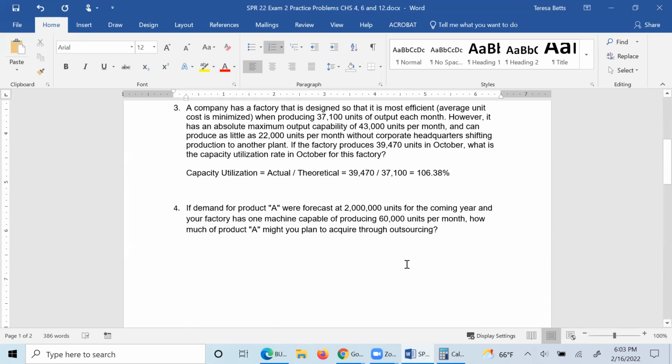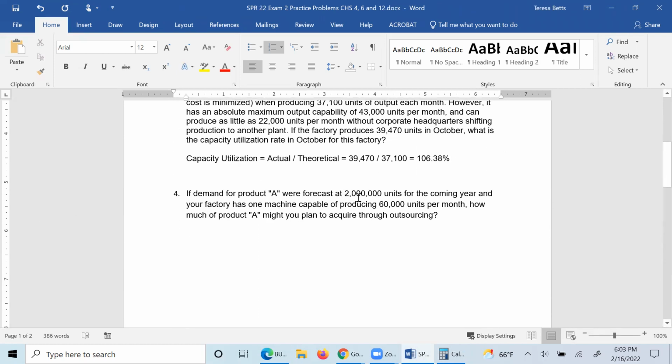If demand for product A were forecast at 2 million units for the coming year, and your factory has one machine capable of producing 60,000 units, how much of product A might you plan to acquire through outsourcing?